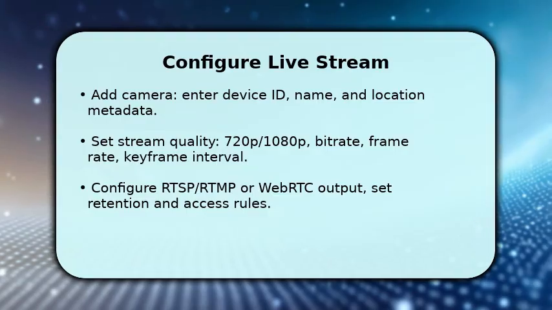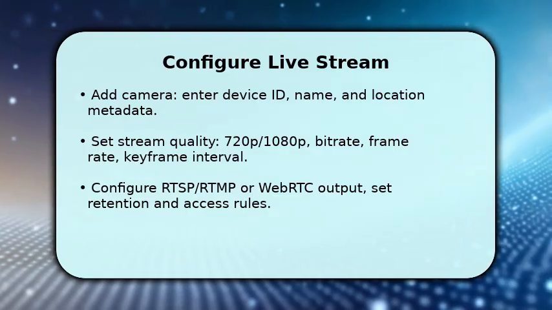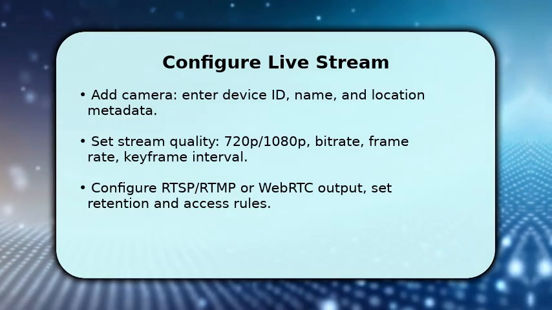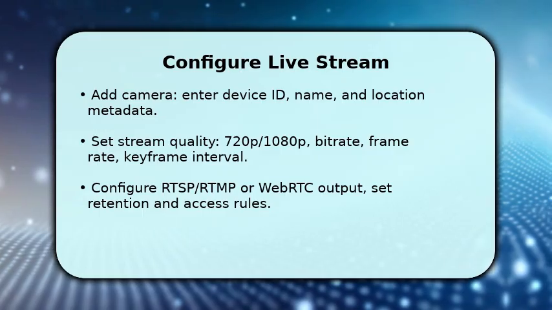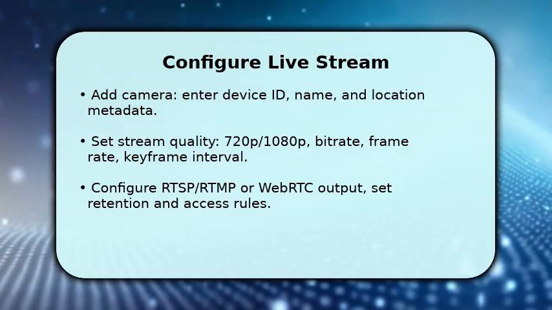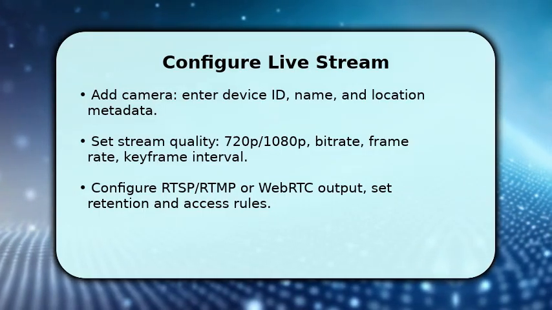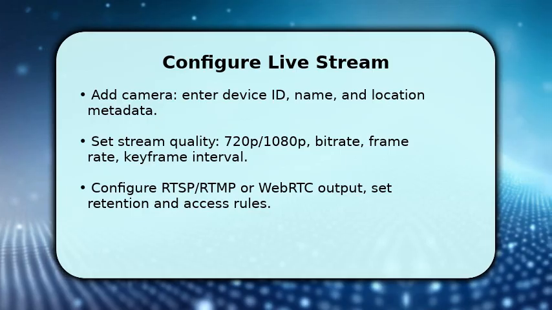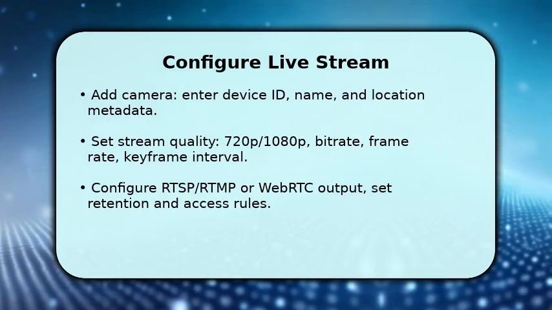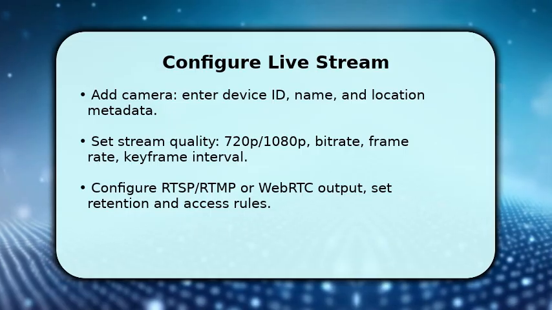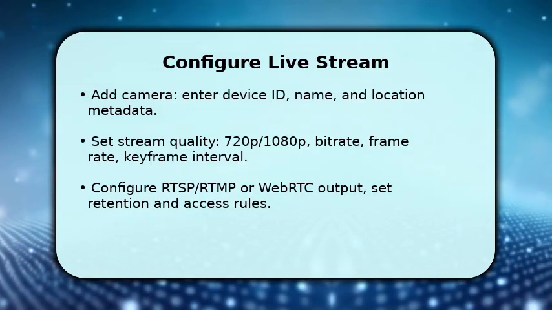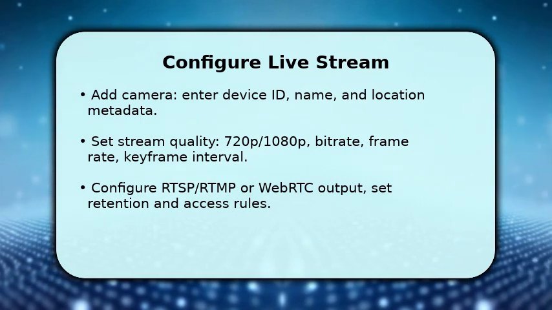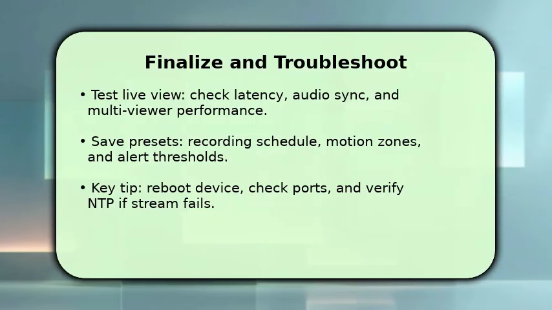Now you'll configure the live stream parameters so the camera behaves correctly. Start by adding the camera to your LiveEarth dashboard with the device ID, a clear name, and accurate location metadata for search and alerts. Next, adjust stream quality. Choose 720p or 1080p, set bitrate and frame rate to match bandwidth, and configure keyframe intervals for smooth playback. Then enable the output protocol you need, RTSP, RTMP, or WebRTC, and set retention, access roles, and sharing links so viewers and integrations can connect.